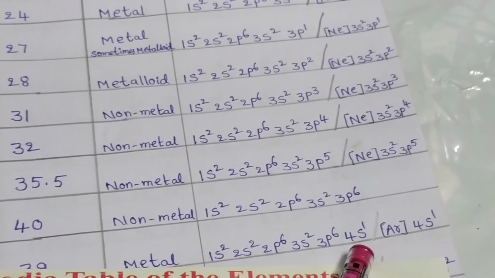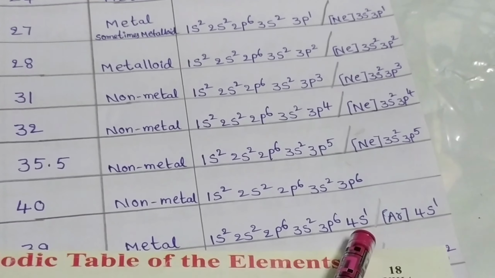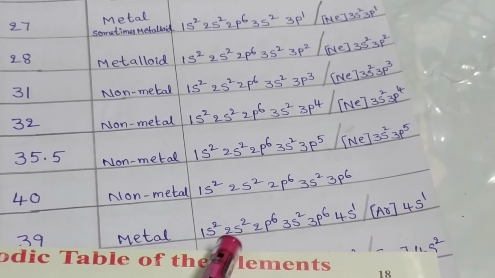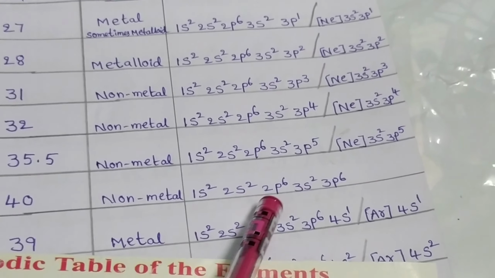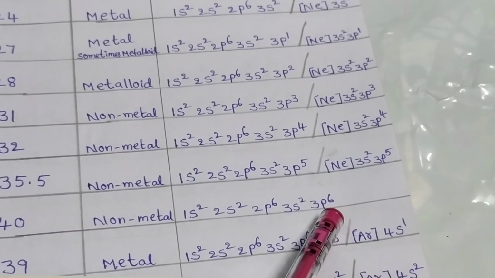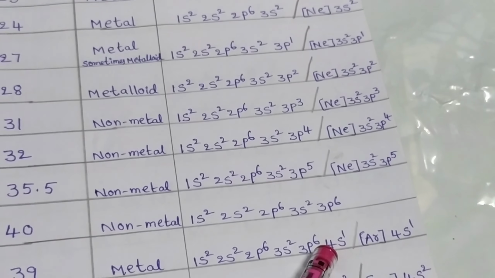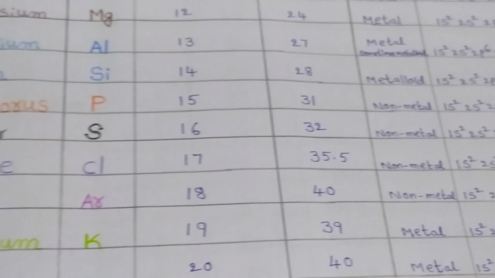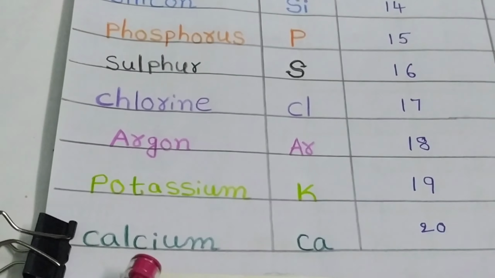In shorthand notation, our condensed electronic configuration can be written as argon 4s1, because we have already written the argon electronic configuration up to 3p6 as argon, and then 4s1. That means argon 4s1 is the condensed electronic configuration of potassium.